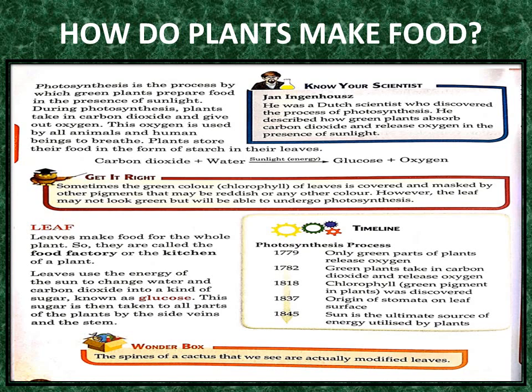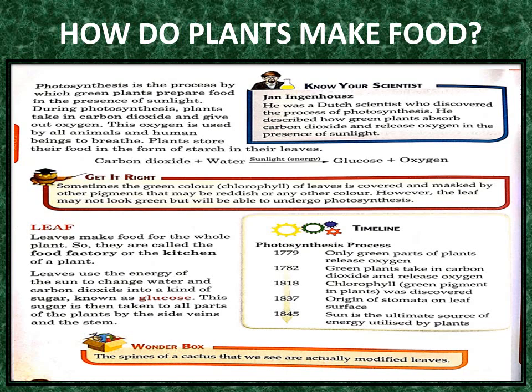So plants store their food in the form of starch in the leaves. This is another point. And now you can see there is one equation given just below it: carbon dioxide plus water, then sunlight, and within brackets it is written as energy, because sunlight performs the function of energy. And then the output is glucose and oxygen, and this oxygen is essential for other animals and human beings.